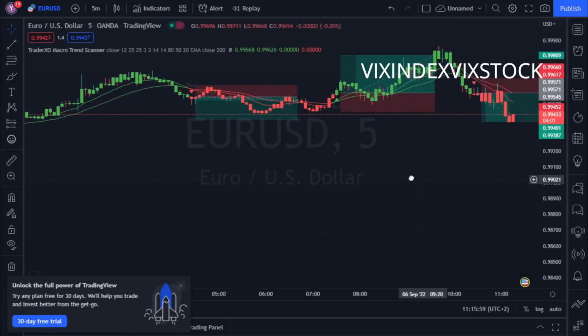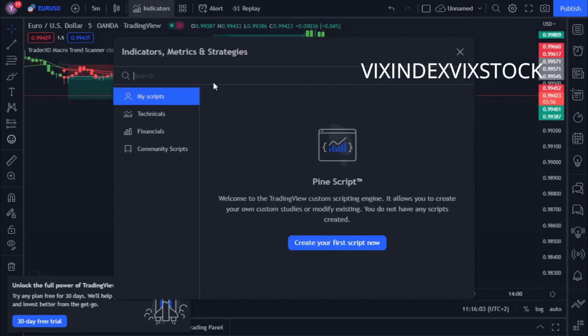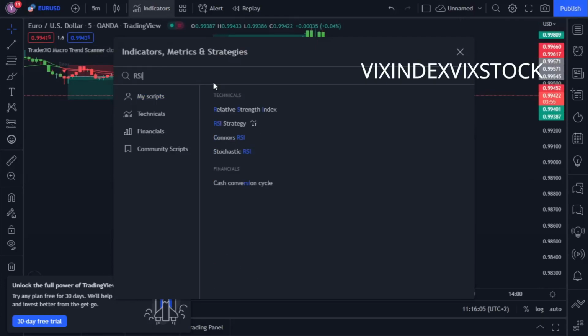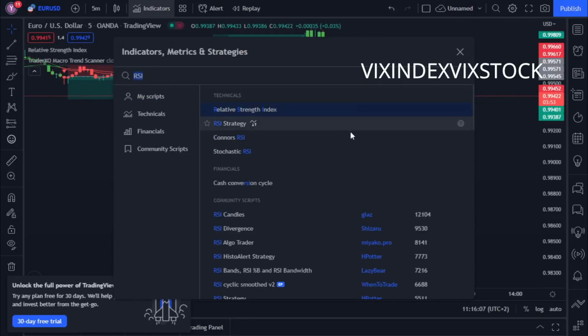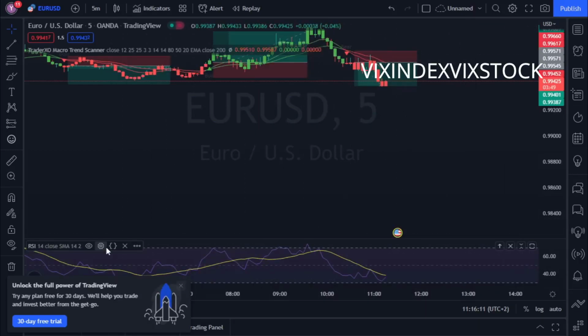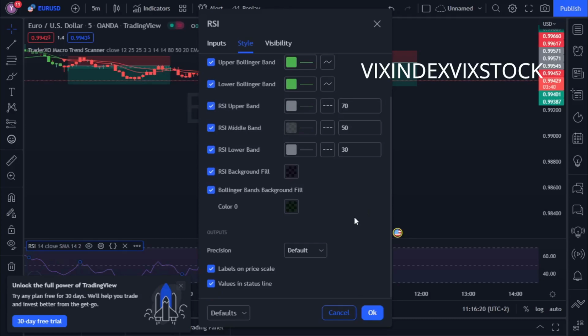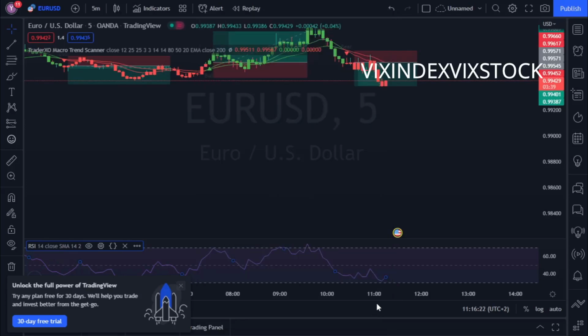Now you can also add some more filters. For example, a popular way is to add RSI. You can basically add RSI, though what I usually love to do is just to remove that and keep things the way they are.